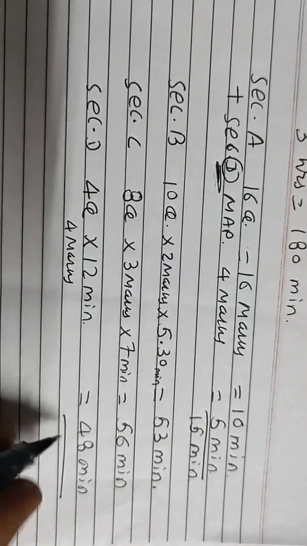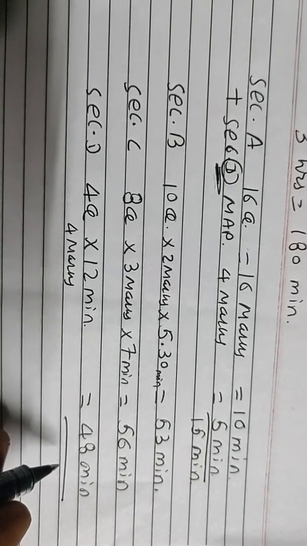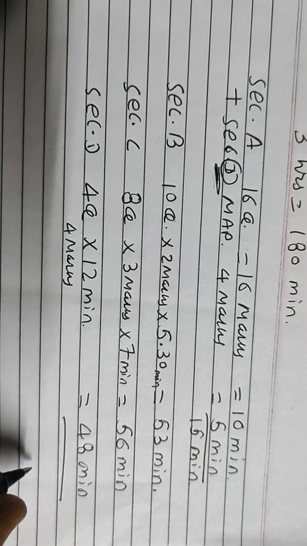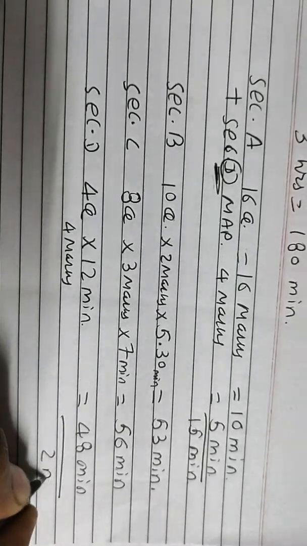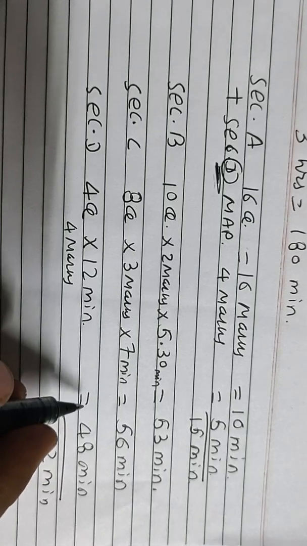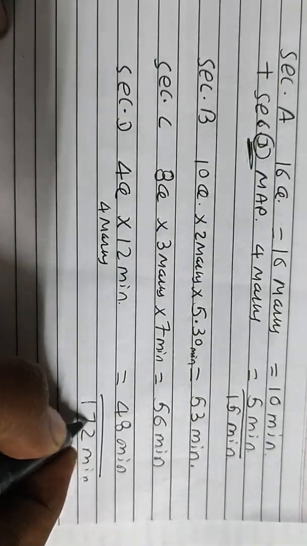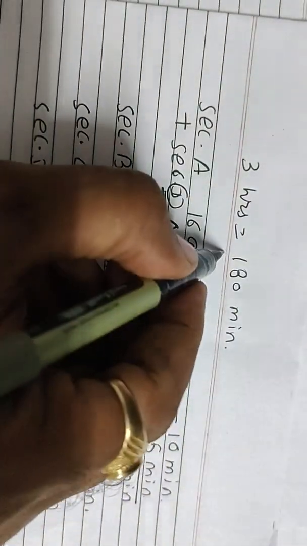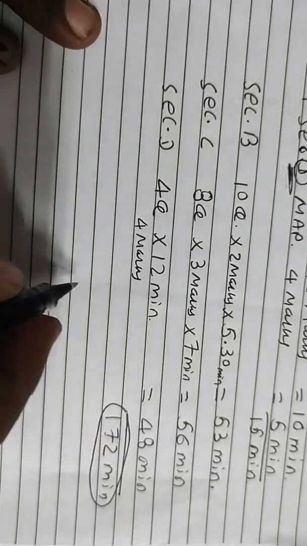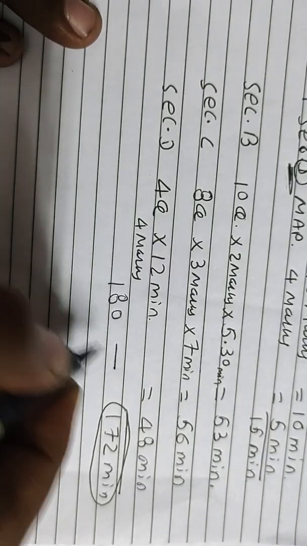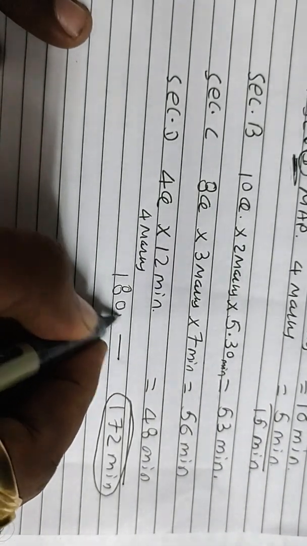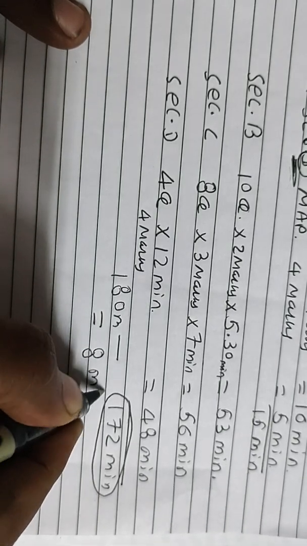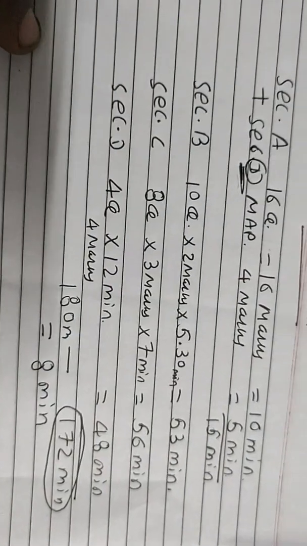Now if you go for the totaling of all these minutes, it goes for 172 minutes. The time given to you is 180 minutes. So 180 minutes minus 172 minutes, you still have 8 minutes where you can read your paper and do the needful, whatever you want.